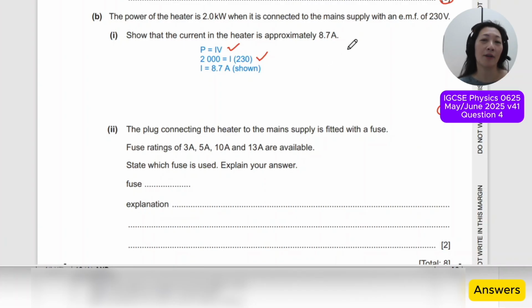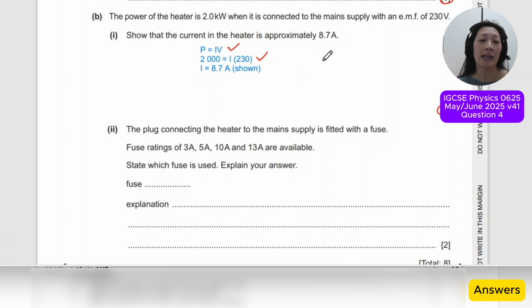Now let's recall how to identify the correct fuse. Remember that a fuse is a safety component which melts when excess current flows through it. So the value of the fuse rating is the maximum current that can flow through that particular fuse. So for a 3 ampere fuse, when the current reaches 3 ampere, the fuse wire will melt and will cut off the current from entering the device.